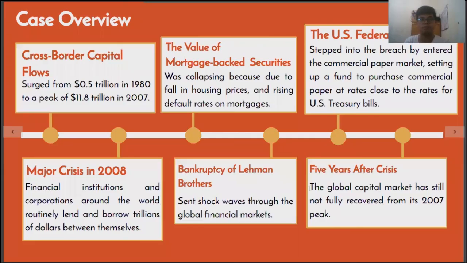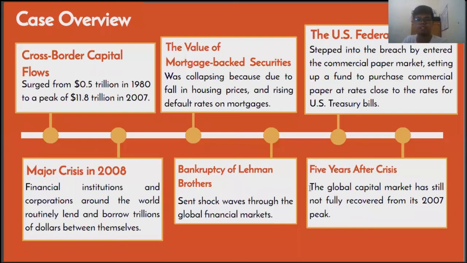The case overview: cross-border capital flows surged from $0.5 trillion in 1980 to a peak of $11.8 trillion in 2007. Then came the major crash in 2008. Financial institutions and corporations around the world routinely lend and borrow trillions of dollars between themselves. The value of mortgage-backed securities collapsed because of falling house prices and rising default rates on mortgages.